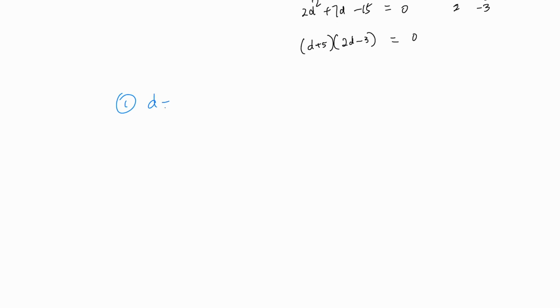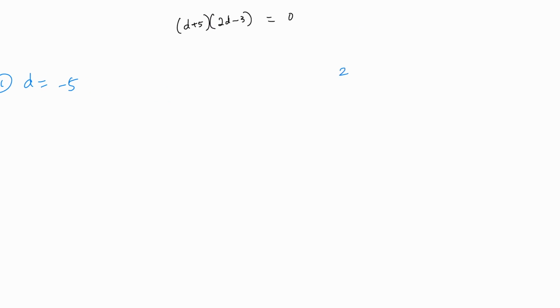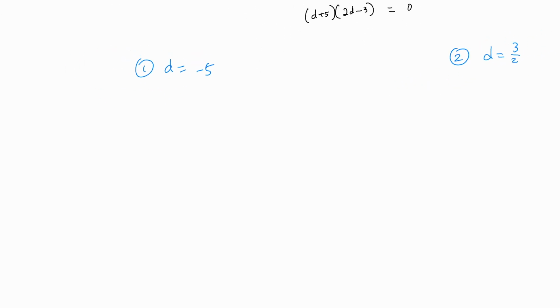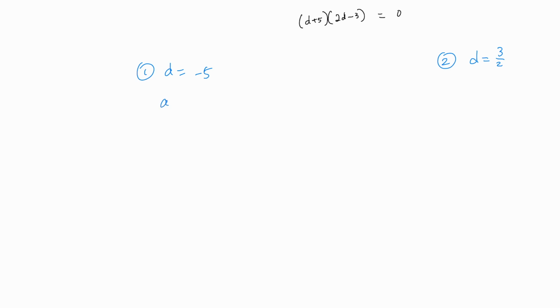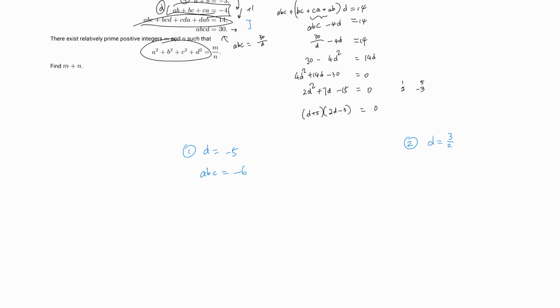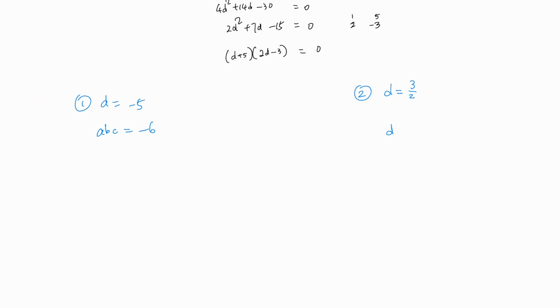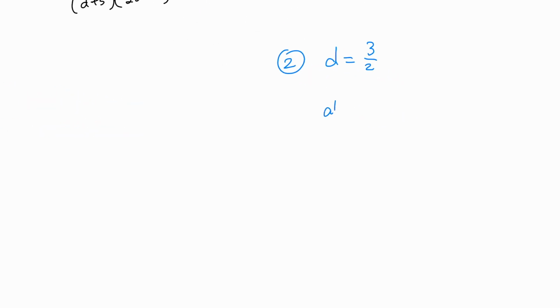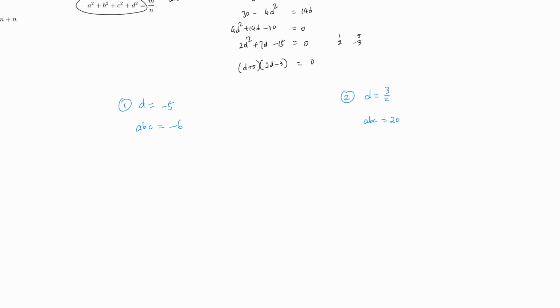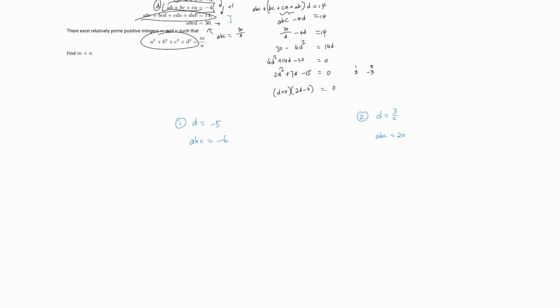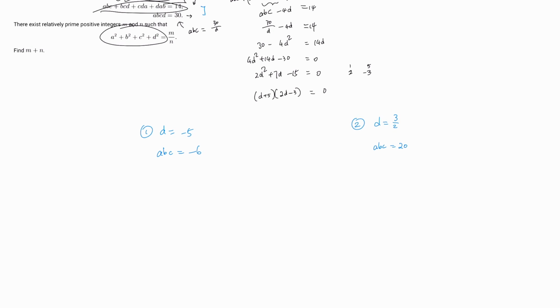So case 1, D is equal to negative 5. For us to not forget, we just write case 2 as well. D is equal to positive 3 over 2. And in case 1, ABC is equal to negative 6 because ABC times D is equal to 30. And in case 2, ABC is equal to positive 20, because they multiply up to 30 as described in the problem.